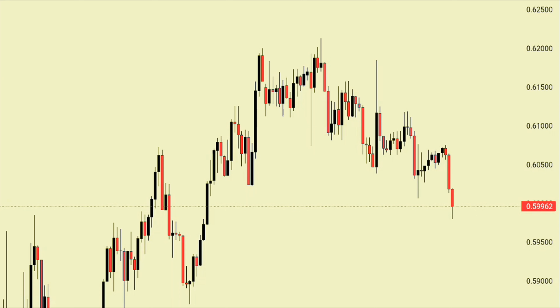First, look at the left side of the chart. Price was in a consistent downward movement, but eventually, a strong bullish candle broke above the previous lower high. This moment is called a break of structure. A break of structure is extremely important because it tells us that the market is no longer respecting the downtrend.